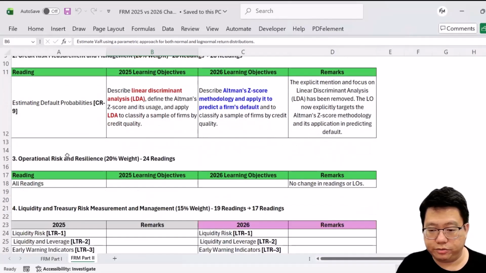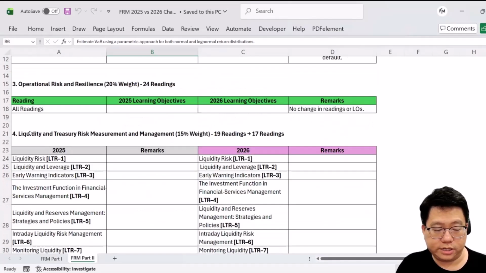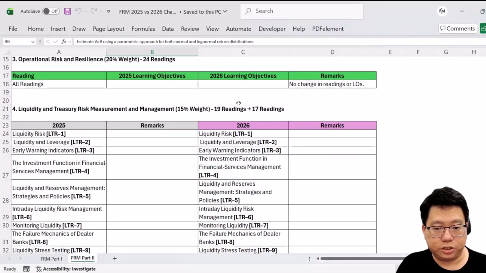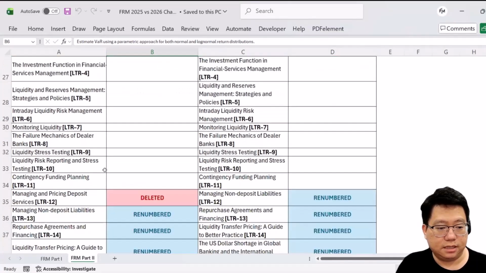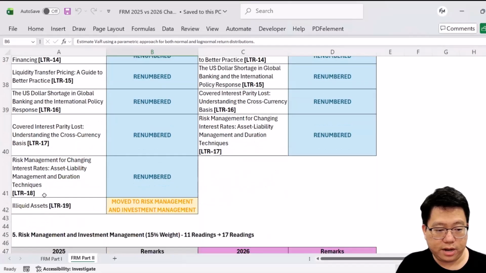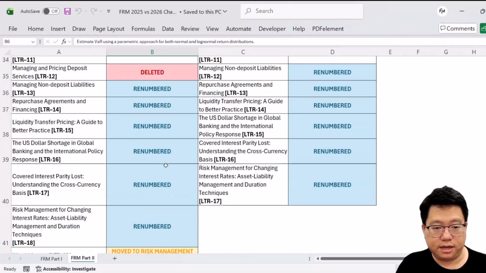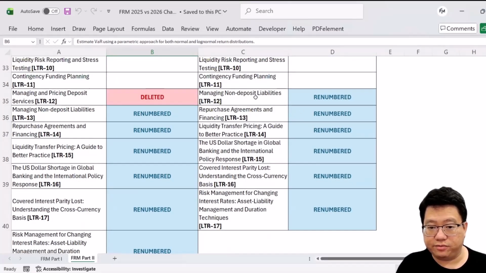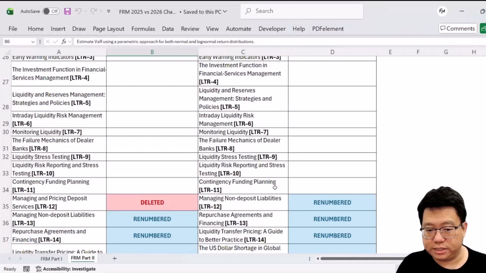No changes to operational risk and resilience. It's still 24 readings. Then on to topic 4, liquidity and treasury risk measurement and management. Now, for this section, it has gone from 19 readings to 17 readings. What happens is the reading 12, managing and pricing deposit services, has been deleted. And the reading on illiquid assets, which was reading 19 in 2025, has been moved to risk management and investment management. And the rest have been renumbered. So in total, there are 17 readings in liquidity and treasury risk.